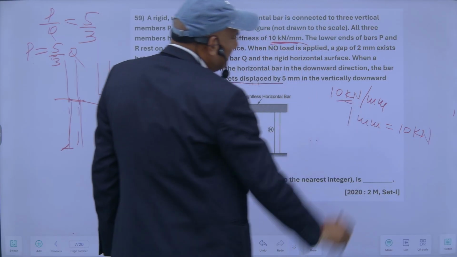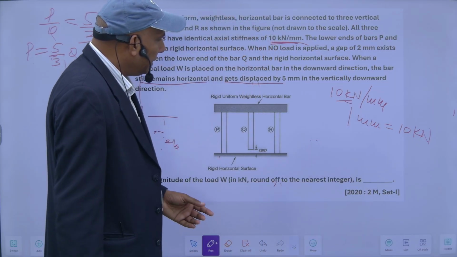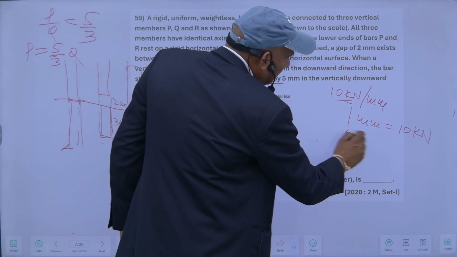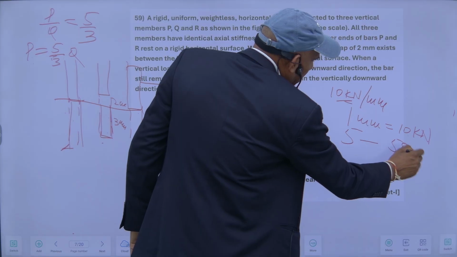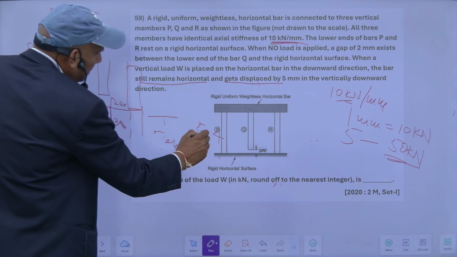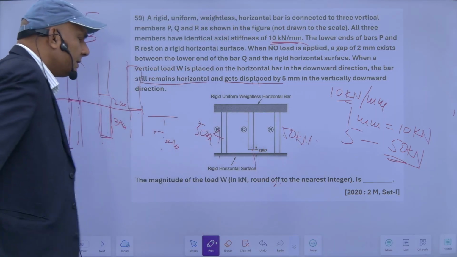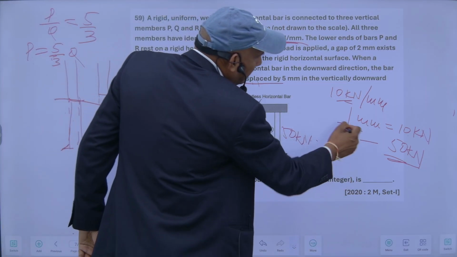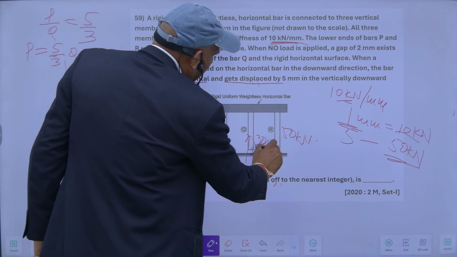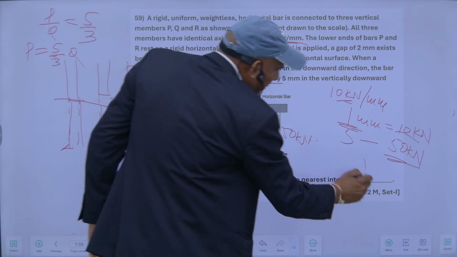For 1 mm displacement there is a load of 10 kilonewton, and if there is a displacement of 5 mm here in this case, then it will be 50 kilonewton. So force in this will be 50 kilonewton, same force will be here, and in this case the displacement is 3 mm. So for 3 mm it will be 30 kilonewton. So my total force is equal to 50 plus 50 plus 30 is equal to 130 kilonewton.